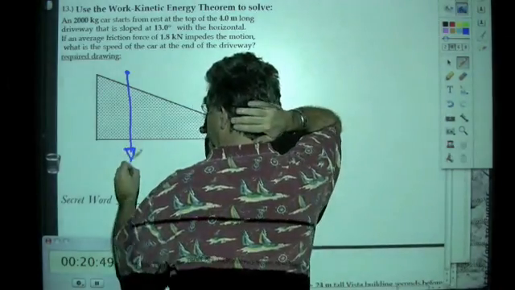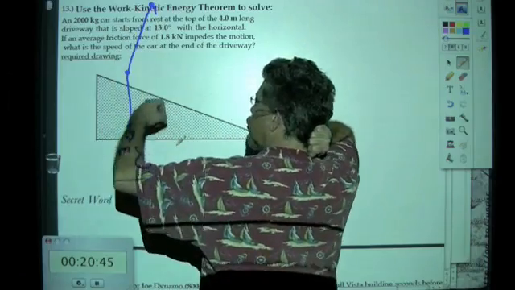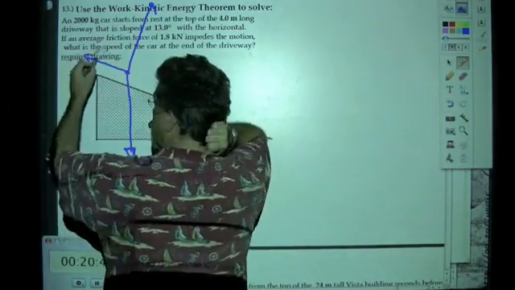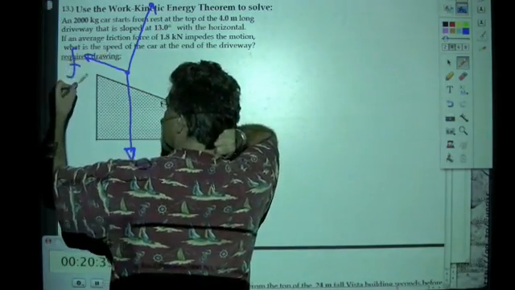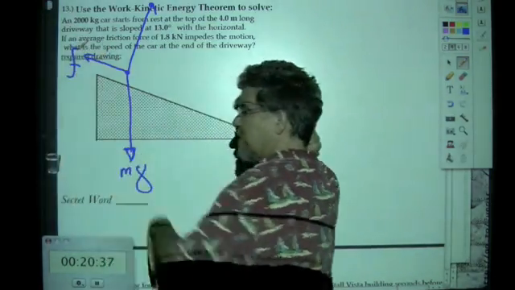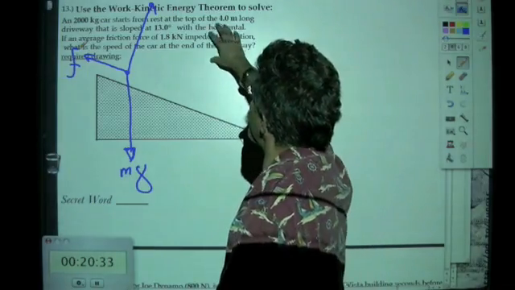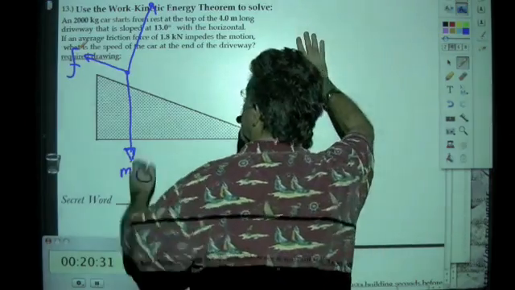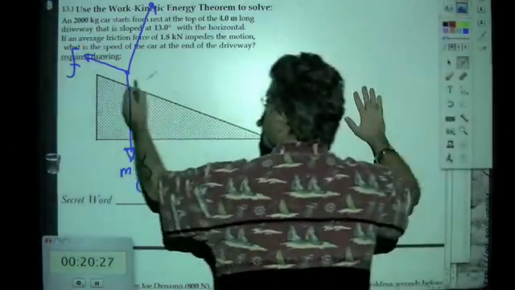So we do have mg down. We're going to have normal up. It's not going to play any role, at least as far as the work goes, because it's 90 degrees. And then I have the force of friction back, and I don't care. It doesn't say if it's kinetic or static. It's static, I guess, if it's rolling. But anyway, 4 meters long, so I'll go a different color, I guess. This is 4 meters long.